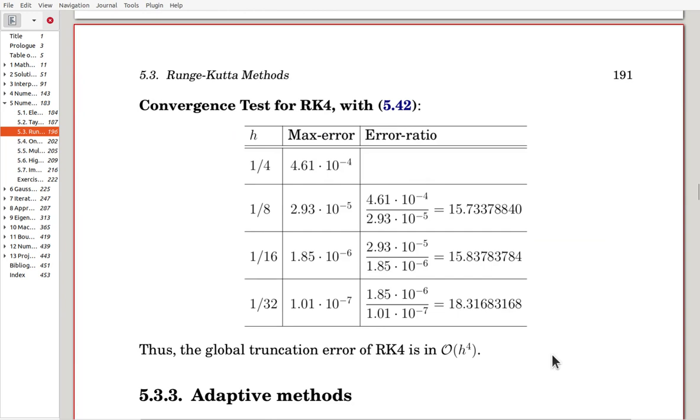Okay, here we see the convergence test for RK4. We choose various h, the mesh size, and the maximum error is measured, and we check the ratio. Ideally it must be 16, and here it is around 16. Okay, so we can say that the global truncation error of RK4 is order h to the 4.